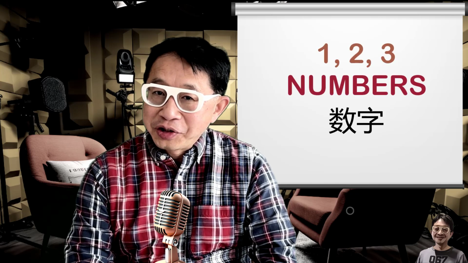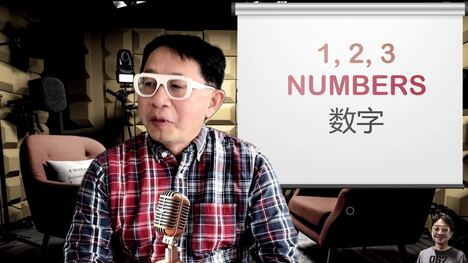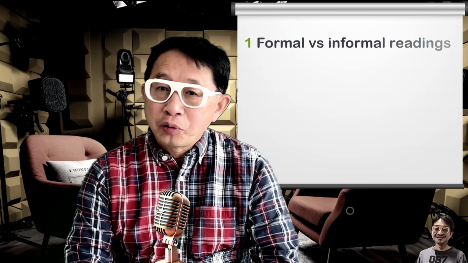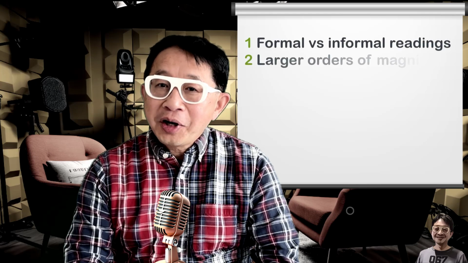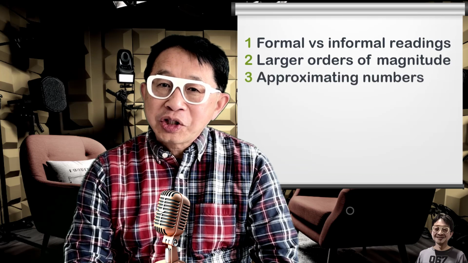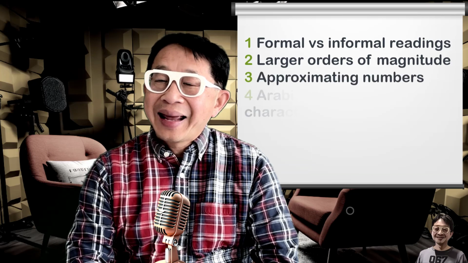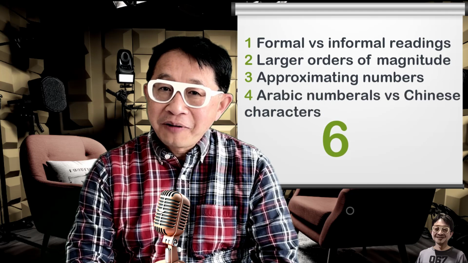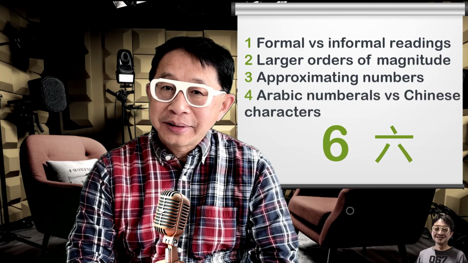Let's talk about numbers in Chinese. In this video, we'll be talking about formal versus informal readings of single digits. We'll be talking about numbers for larger orders of magnitude. We'll talk about ways to express approximate numbers and when to write Arabic numerals versus Chinese characters for numbers.